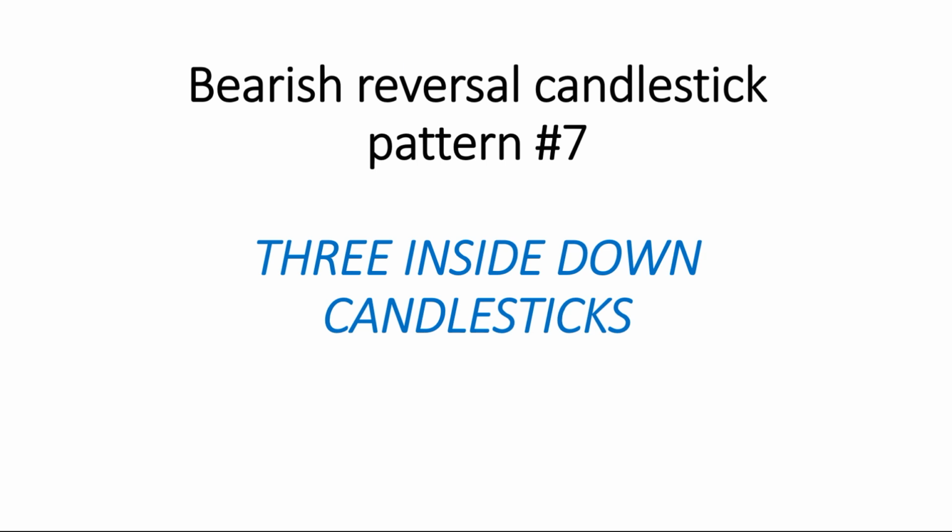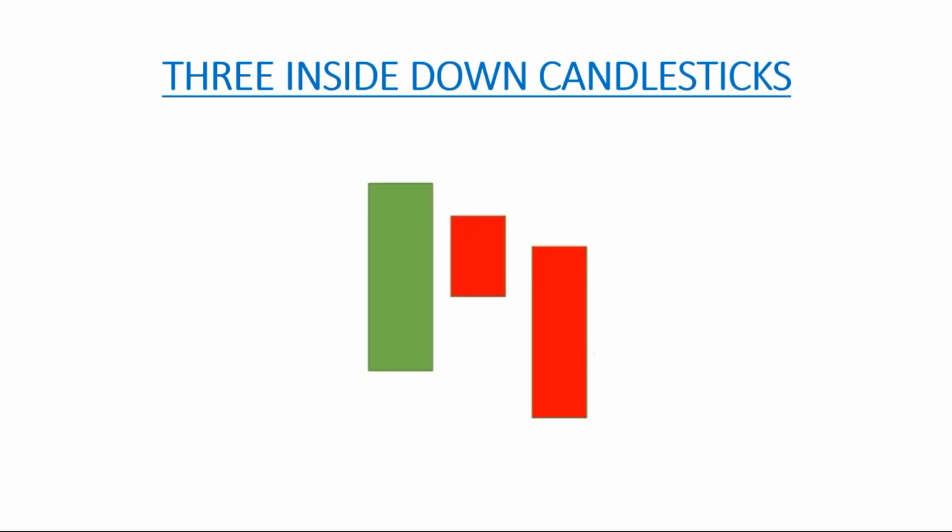Now let's jump to bearish reversal candlesticks pattern 7, the 3 inside down candlesticks. Like you may have noticed, there are a lot of candlestick patterns that work both ways. The opposite of many patterns that work for a bullish reversal work with the opposite candles for a bearish reversal as well. So the 3 inside down candlesticks pattern is also one of them.